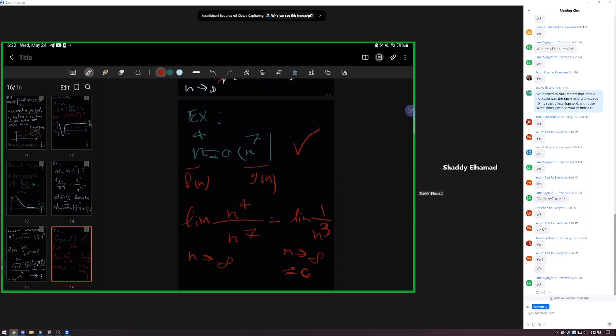How did you get n to the 4th power over n to the 7th power to equal the limit of 1 over n cubed? So that's what you can do. You can say it's n to the power of 4 minus 7. This becomes n to the 0, which is 1. And this one, 7 minus 4, becomes 3. Oh, okay, makes sense. Yeah, did you get it? Yeah, I understand now. Okay.